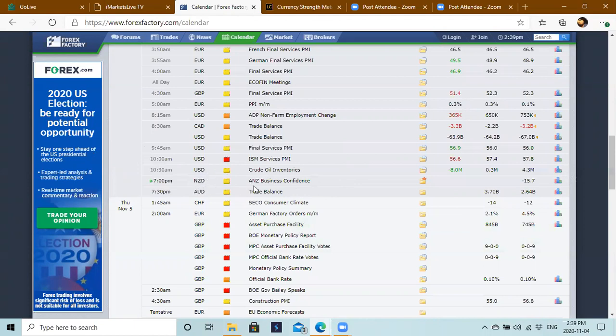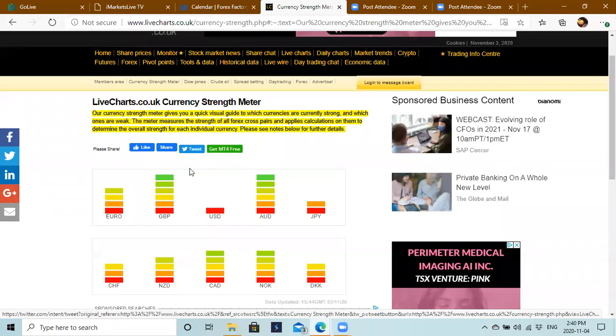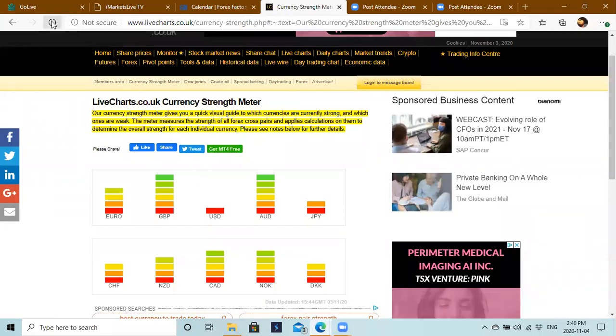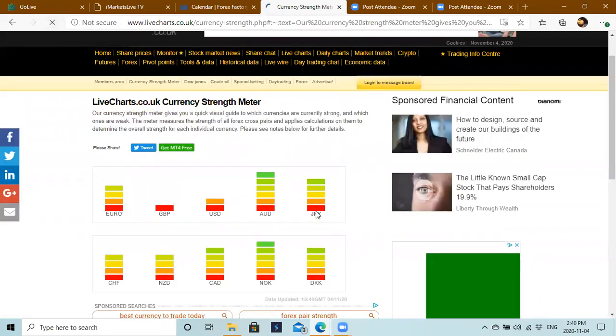Okay. The second part is the currency strength meter. Do you know how to get in this one? This is livecharts.co.uk. The only thing with this one is I keep refreshing it all the time, because even before I go in for a trade, or even while my trade is going, the bars can change. Oh, wow, that changed a lot just now.